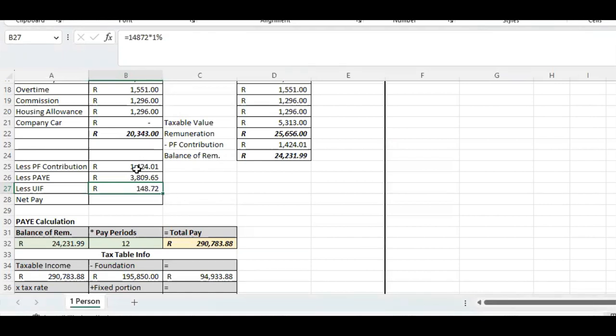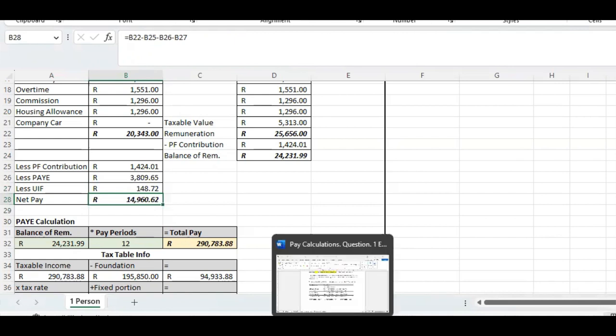Now we can go and we can say, okay, we had his remuneration that he's getting paid. We subtracted his pension fund contribution. We subtracted his pay as you earn. We subtracted his UIF, and now we can calculate his net pay. Okay, so his take-home pay is 14,960 and 62 cents.